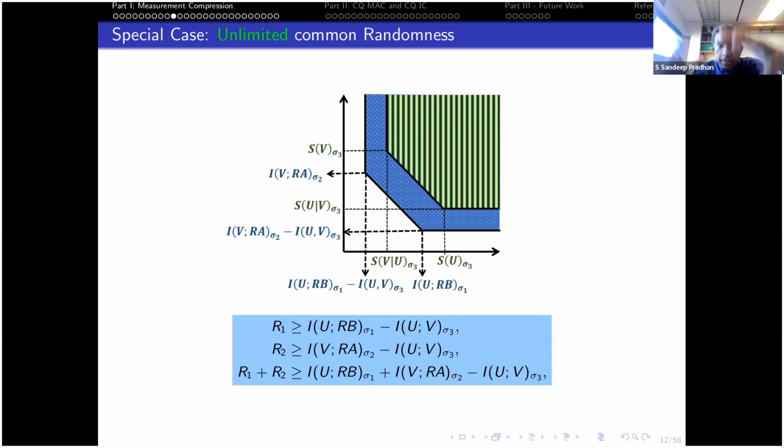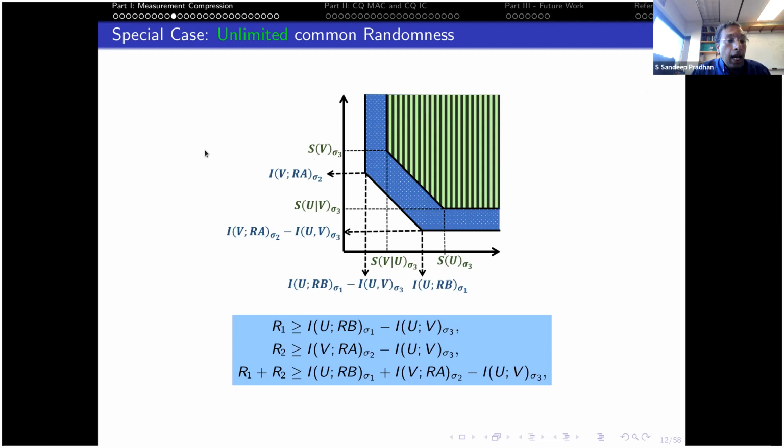The green region is the one when you don't have common randomness. That's when you have to send at a rate of the entropy of U and V, where U and V are now the measurement outputs, and we can reduce the rate of transmission to this blue region. Still, all constructions here are done in a random fashion.